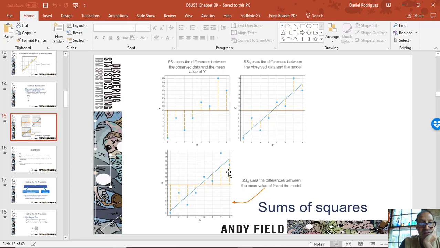So that vertical distance for each one is what we're summing across here to get the sum of squares of the model. So it's telling us how well our model predicts the data, right? Because absent all other information, our best predictor of our outcome would be the mean value, right? The mean is the best model, absent all other information.